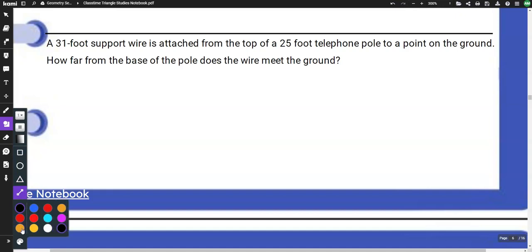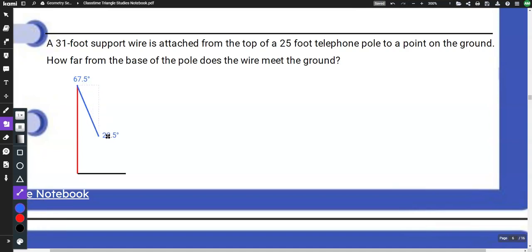So in this case, I'm going to use my line tool, and then I'm going to draw a pole, and here is the ground, and then we have a support wire connected to the ground. So we've got a support wire, a telephone pole, and the ground. Okay, again, we're going to assume this is a well-installed telephone pole, which means it's a right angle.